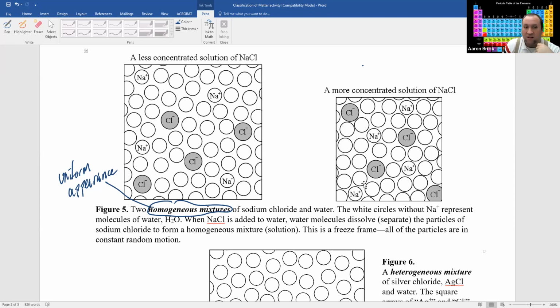So one of the things that sets apart a mixture is this variability in composition. I don't need to have this exact ratio of one thing to another to be a mixture. I can have a more variety of components.